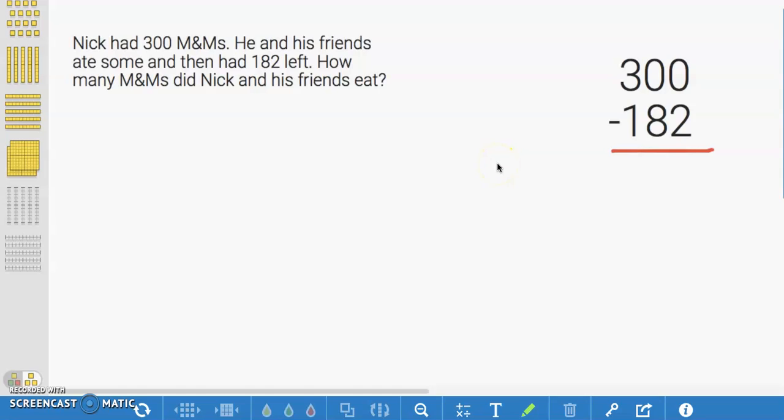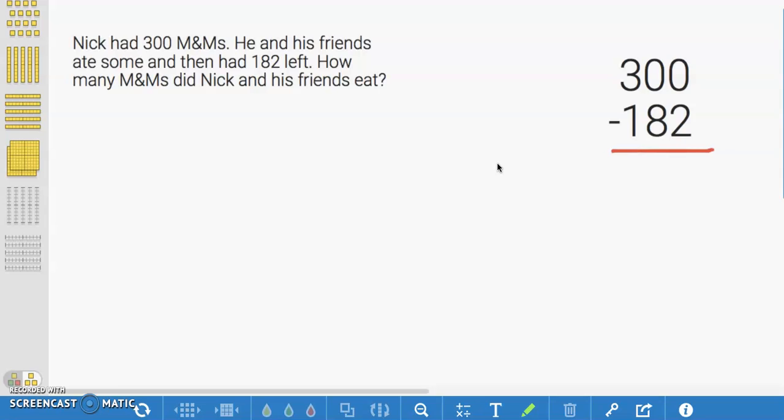Today we're going to solve a problem comparing the U.S. standard algorithm versus using 10 blocks. Our problem for today says Nick has 300 M&Ms, he and his friends ate some and then had 182 left. How many M&Ms did Nick and his friends eat?